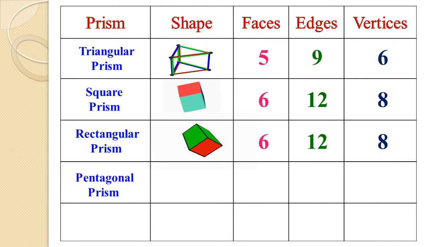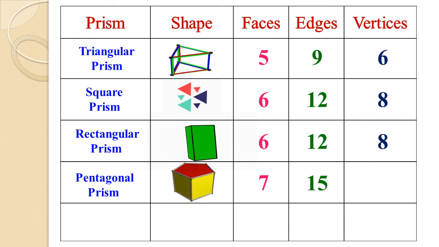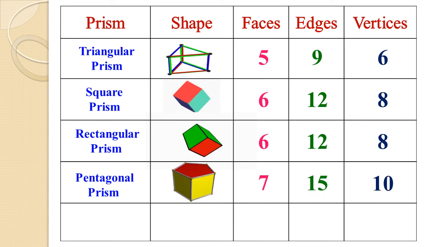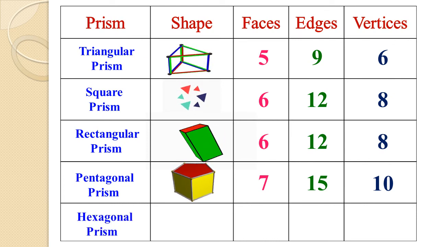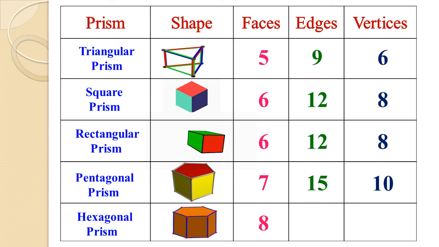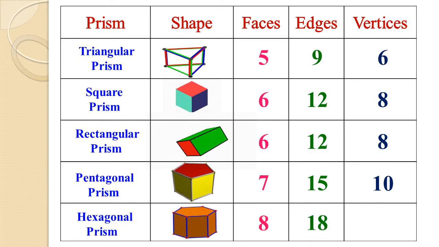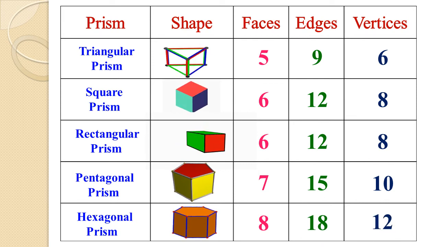Next, pentagonal prism. So it has 7 faces, 15 edges and 10 vertices. Next, hexagonal prism. So it has 8 faces, 18 edges and 12 vertices.